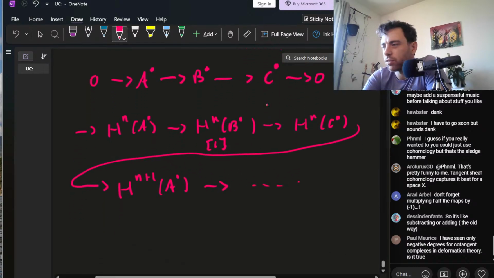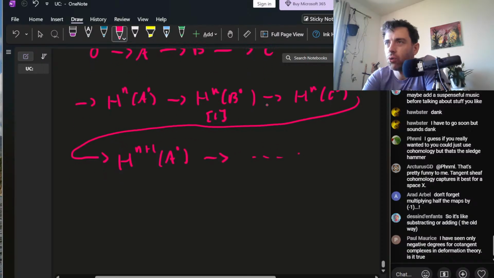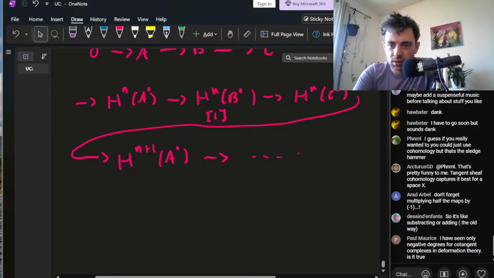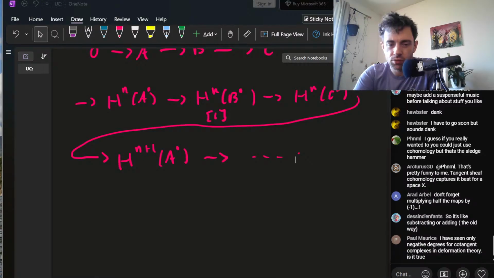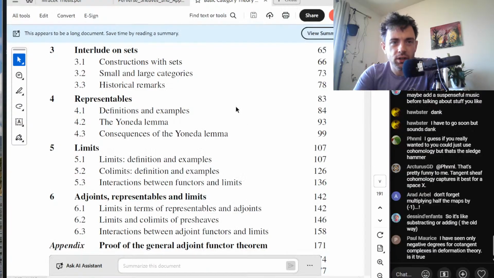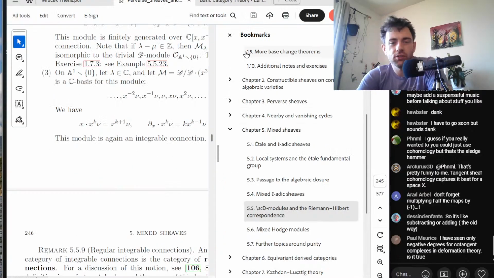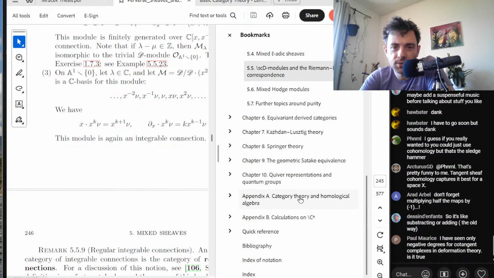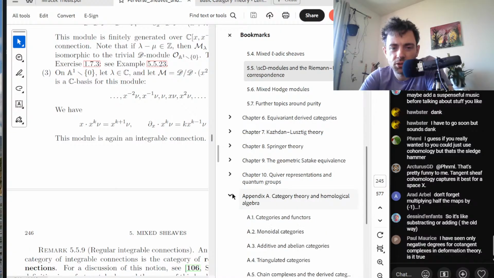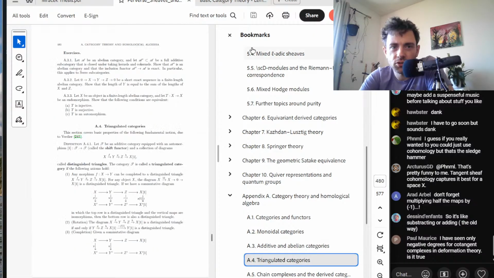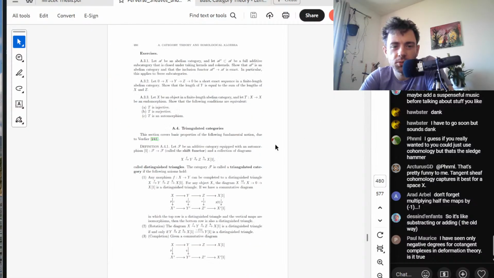Now there's one other important thing though, and that's having the cone. And I can't do it just from my head, so I'll have to... You've only seen negative degrees for cotangent complexes in deformation theory. Is it true? I don't know. Do I actually have... I have a chart open because I was reading some stuff about D-modules in here. There are some calculations I still don't understand that I'm trying to understand. So let's just jump over to the chart's presentation here.